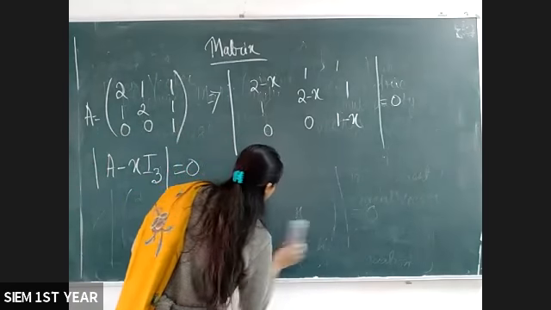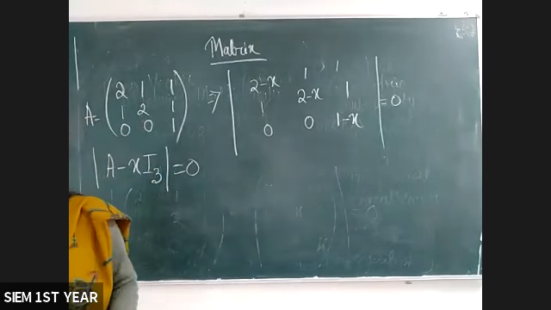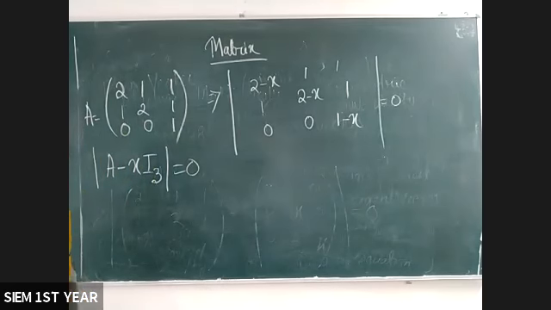Now you have to solve this equation. You already know how to solve this determinant value. So can you tell me what will be the expression of the determinant? Ma'am, it is (2 minus x) whole square into (1 minus x) equal to 0. Okay.